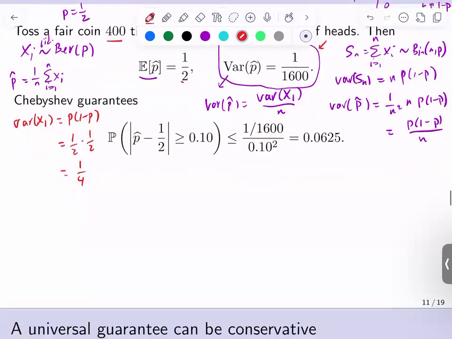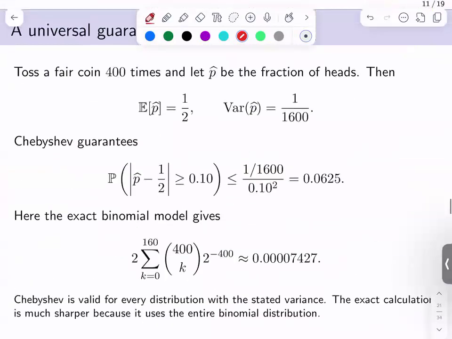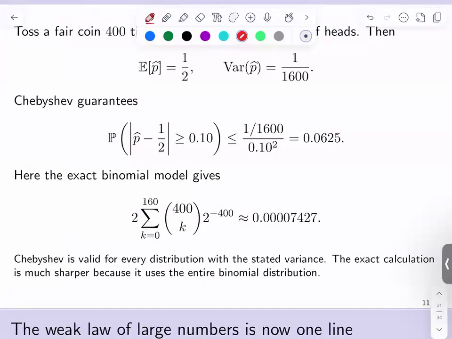Okay, so now I can use, for example, my Chebyshev inequality. The probability that p hat minus the expectation is bigger than 0.1 is less than or equal to the variance, which is this guy, divided by that. And that would give me, hopefully, 1 over 16. And so you can compare this estimate with the actual value here.